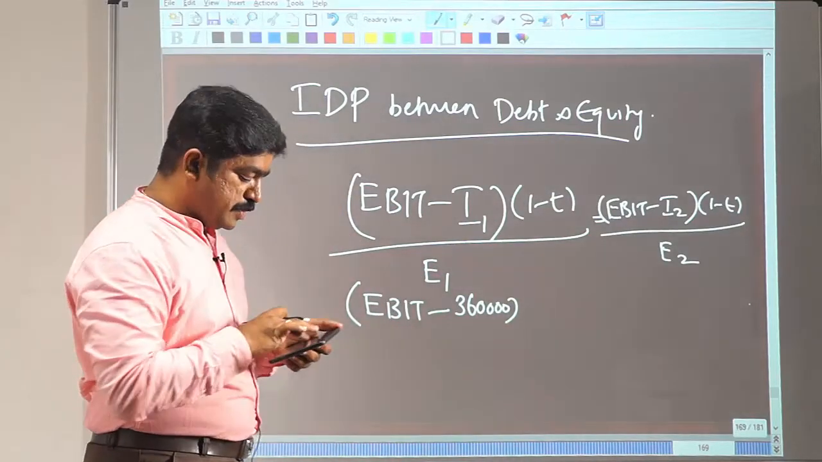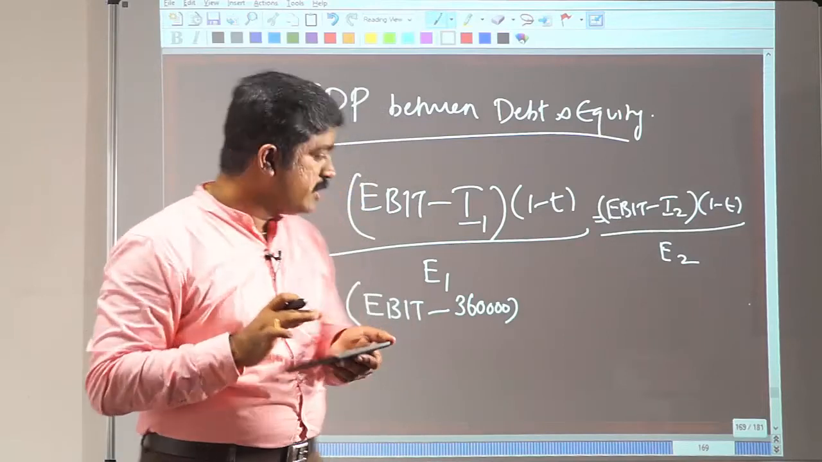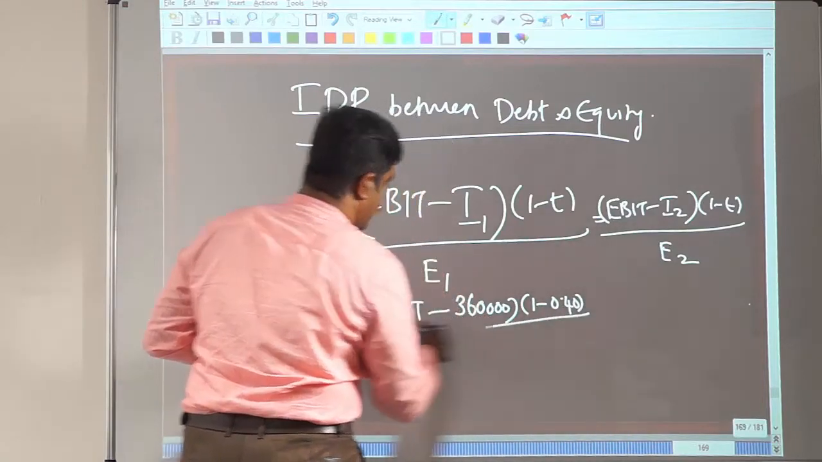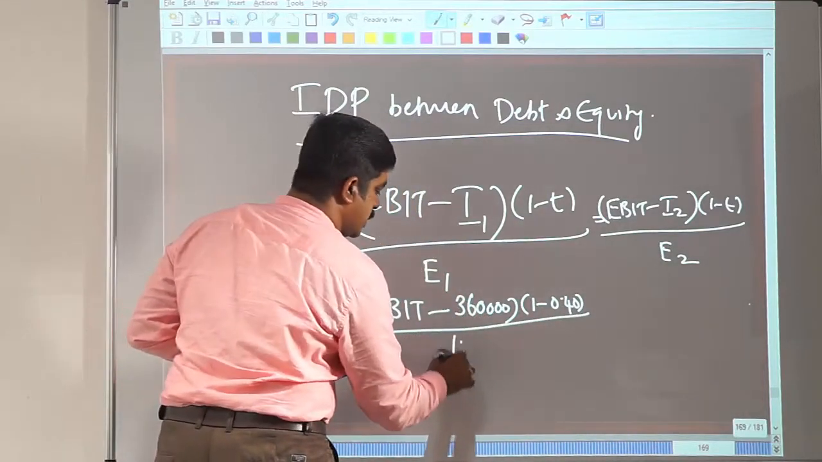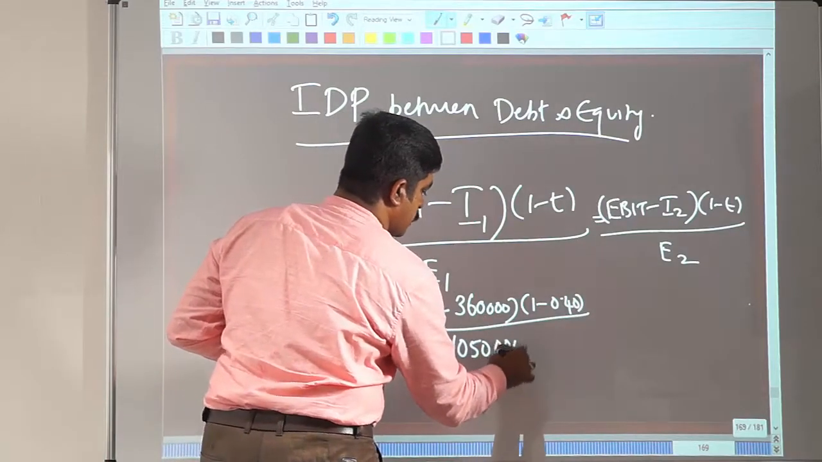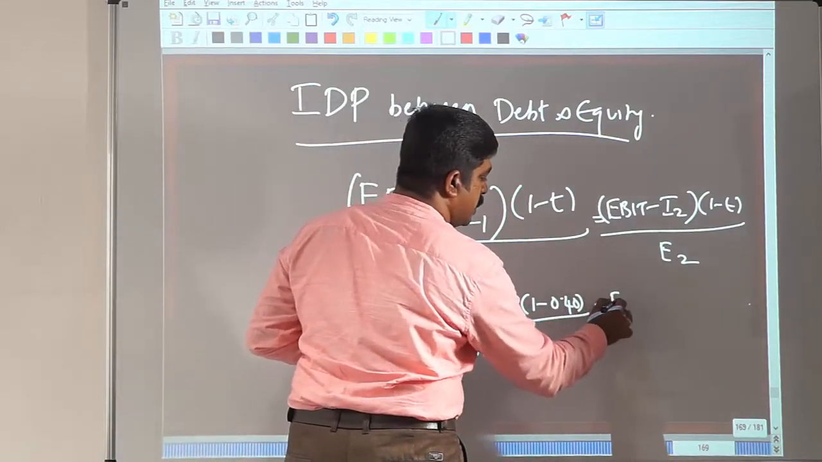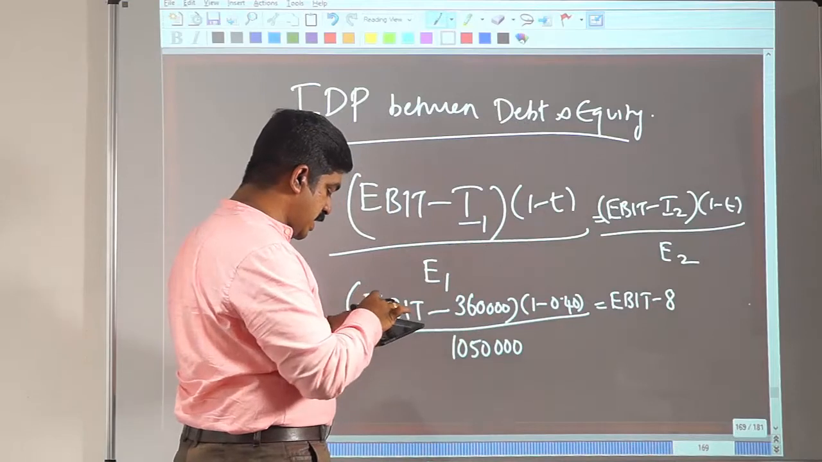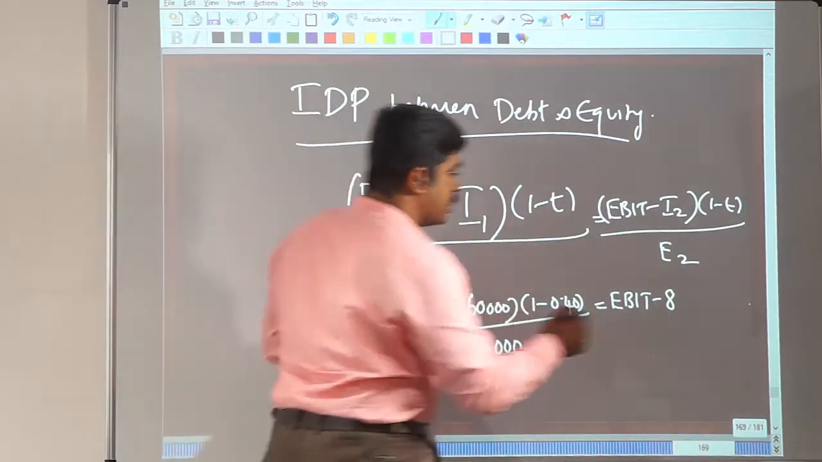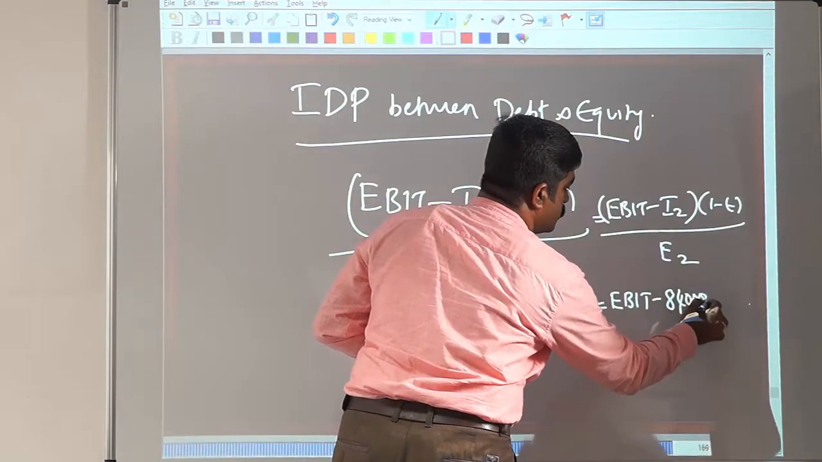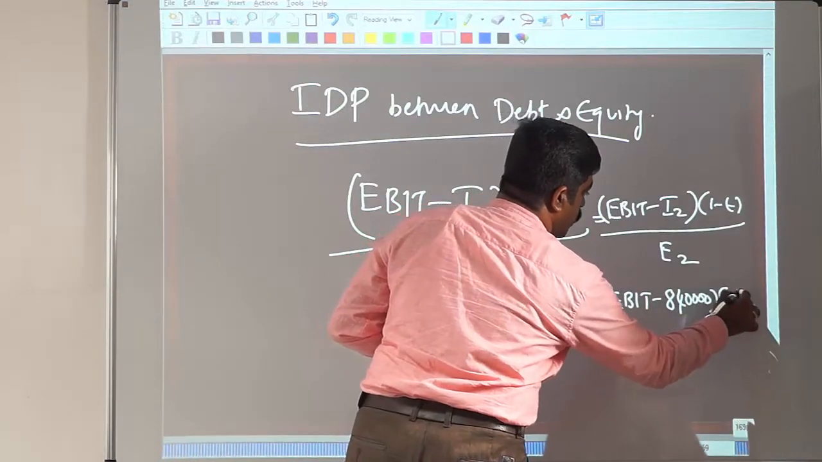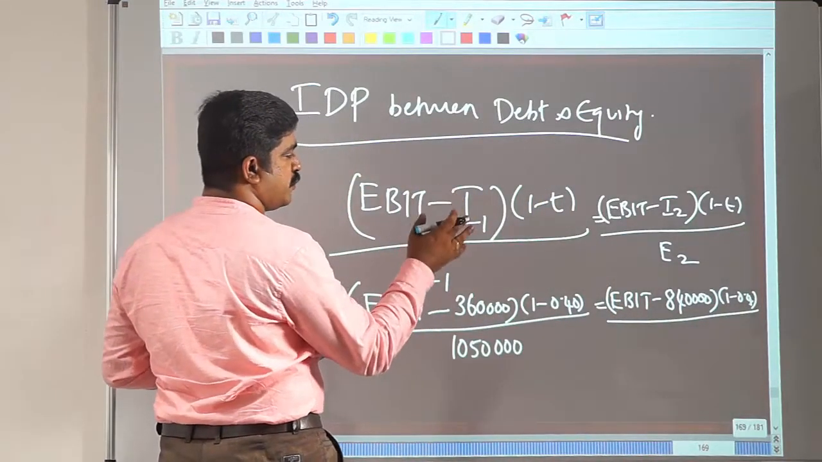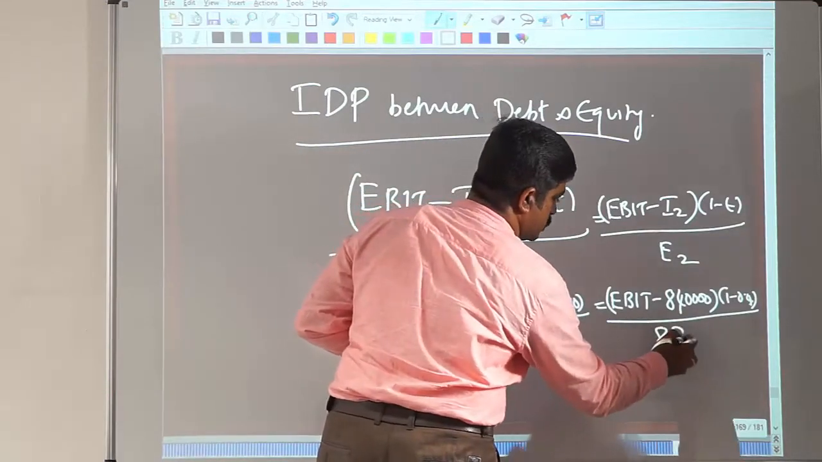What was the tax rate? Let me just check. The tax rate was 40%. So it is 1 minus 0.4, divided by the number of equity shares. It was, I think, 10,50,000, and this should be equal to EBIT minus I2, and I believe it was 8,40,000, multiplied by 1 minus 0.4, whole divided by E2. E2 represents the number of shares, which is nothing but the existing number of shares.